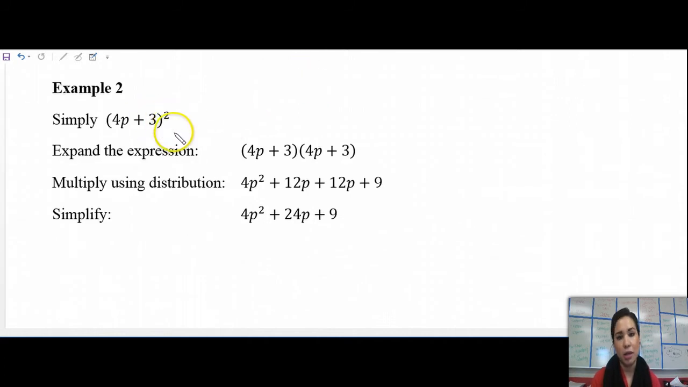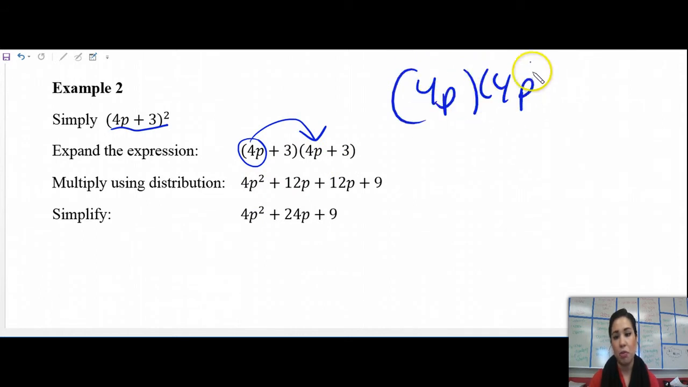Okay, let's take a look at this example. Here they don't say this times this, but they have an exponent, and we know what exponents mean. This squared means times itself twice. So to expand this, I can write it as 4p plus 3 times 4p plus 3. So from here, I'm going to do what we've been practicing. I'm going to do 4p times 4p.